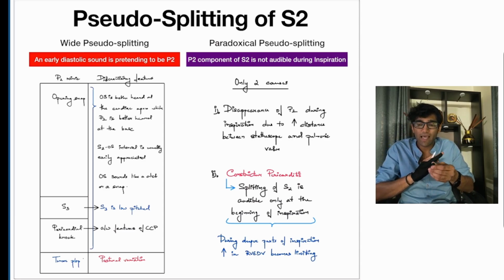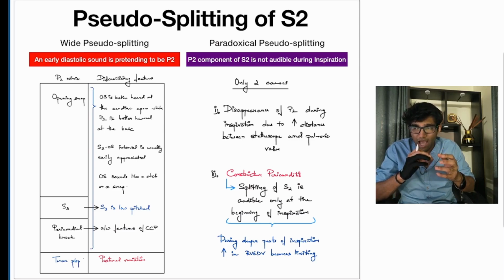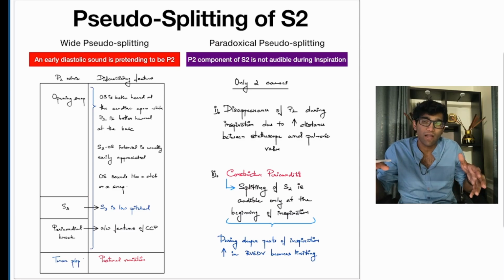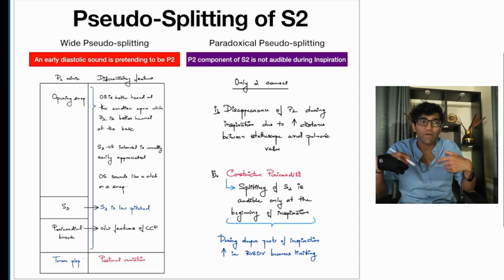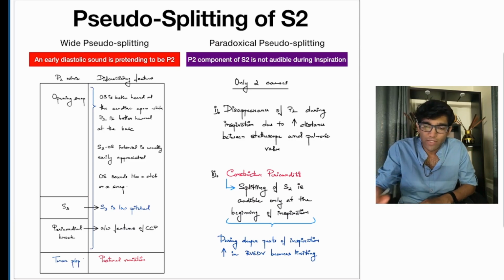This happens because in constrictive pericarditis the pressures within the right ventricle increase, and the RV end diastolic volume increases a lot during the latter half of inspiration. Because of that, your P2 component becomes less audible. So I hope you understood that. These are the two situations in which you end up having paradoxical pseudosplit.